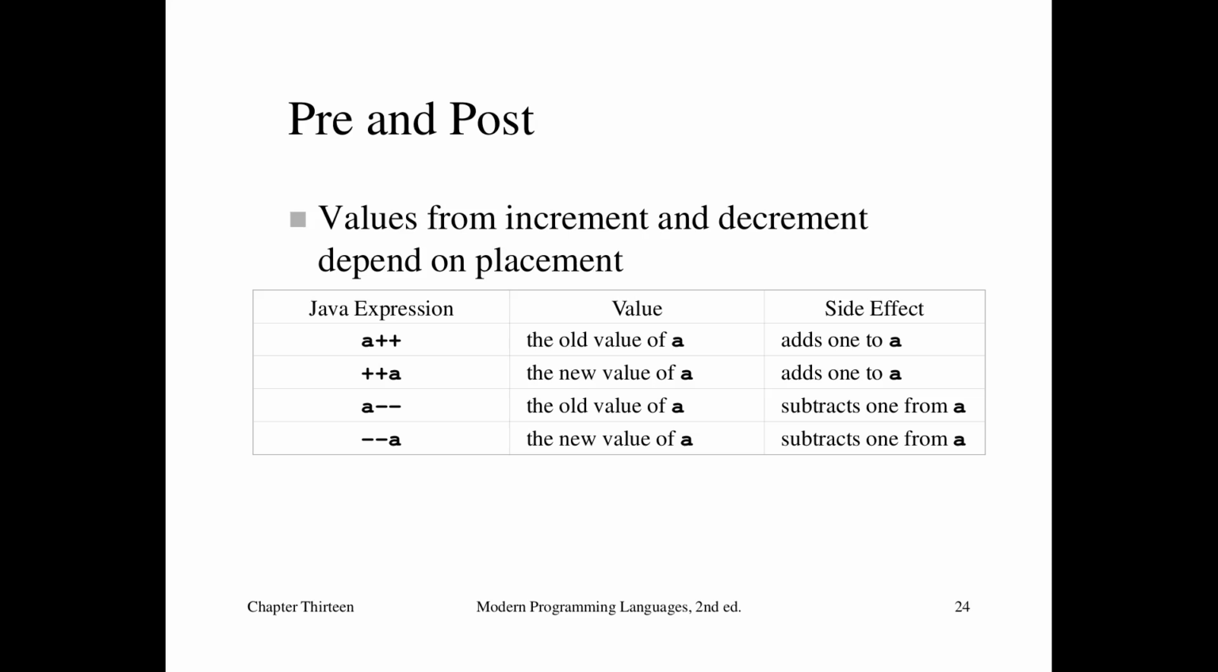That happens. So this is a 3-step process. It first evaluates the value of a, then it adds 1 to the value of a and assigns that new value to a. So there are 3 steps going on here. The second one, plus plus a, first says a plus 1, evaluates that, assigns it to a, then returns the value, the new value of a. And similarly for the decrement operation as well.